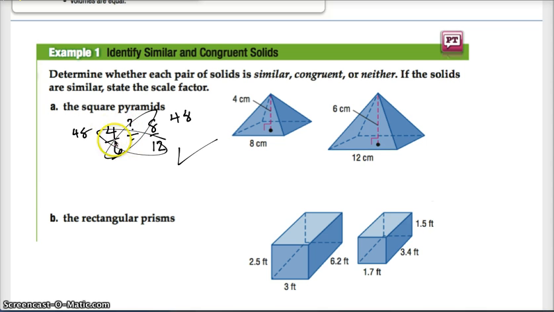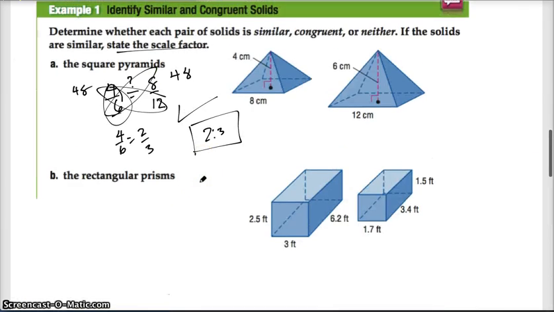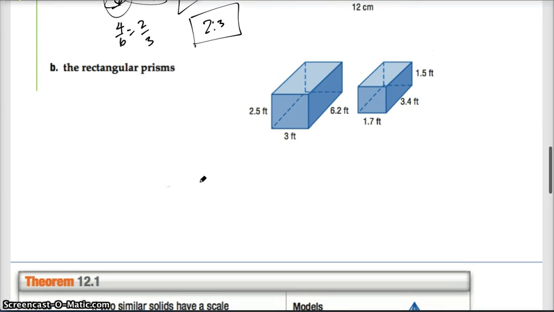And so with the knowledge of the similarity, we know that they're similar, not congruent, and not neither, but we need to also find the scale factor. And so the scale factor is 4 to 6 reduced down to 2 to 3. And so we can write that this is the scale factor, 2 to 3. Let's take a look at some regular prisms and see if we have that same situation.